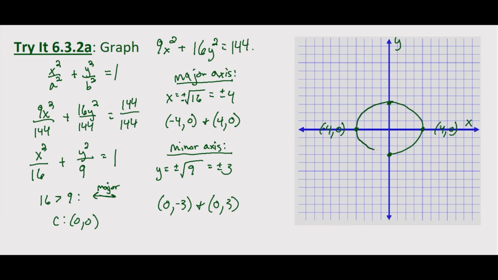And you should notice that it's slightly wider than it is tall up and down, verifying that our major axis is horizontal. It's the x-axis. So again, we get it in standard form by dividing both sides by 144. That gives us x squared over 16 plus y squared over 9 equals 1. There's nothing being subtracted or added to x or y before it's being squared, so we know the center is 0, 0. It has a major axis that's horizontal because 16 is greater than 9. And then we just find the square root of our denominators in order to find the points that make up the major axis vertices and the minor axis vertices, and finally connect the dots in order to graph our ellipse.